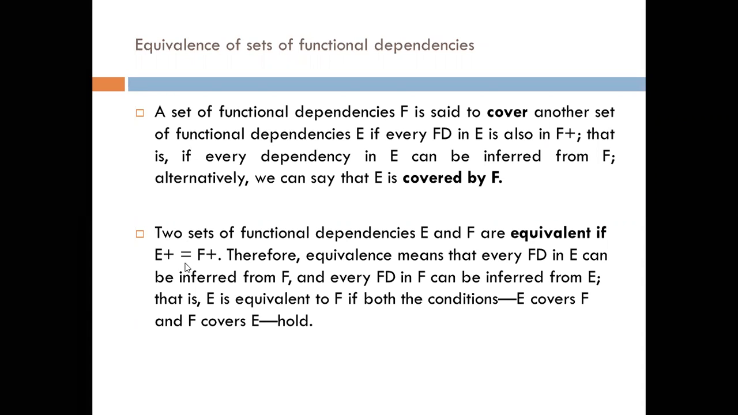That is, E plus is equal to F plus. So if this is the case, then we say the two sets of functional dependencies are equivalent. If they are equivalent, it indicates that all the functional dependencies that exist in F and E are the same. Equivalence means that every functional dependency in E can be inferred from F, and every functional dependency in F can be inferred from E. So E is equivalent to F if both conditions hold, that is, E covers F and F covers E. If both of them cover each other, then we say that the functional dependencies are equivalent.